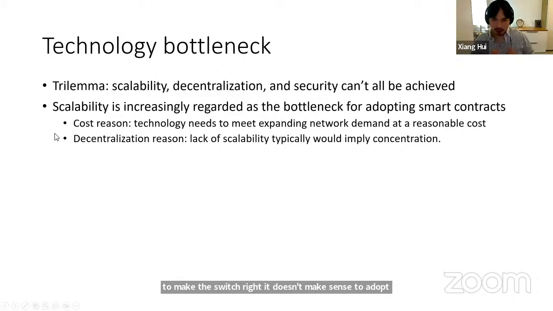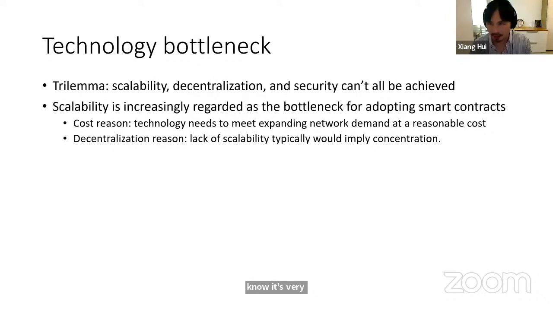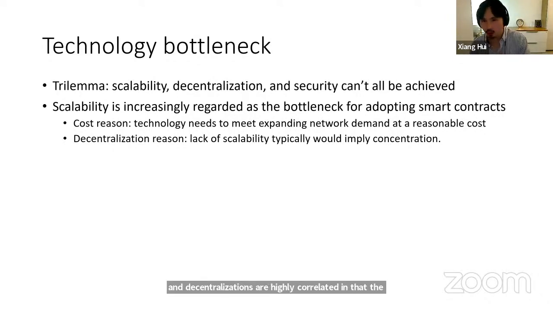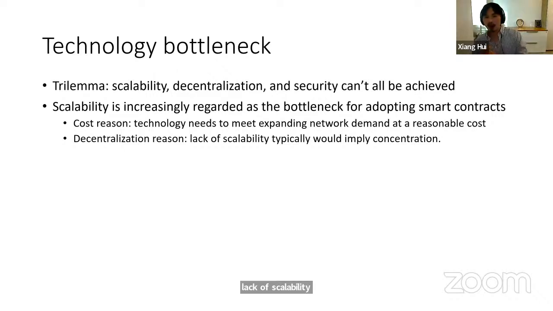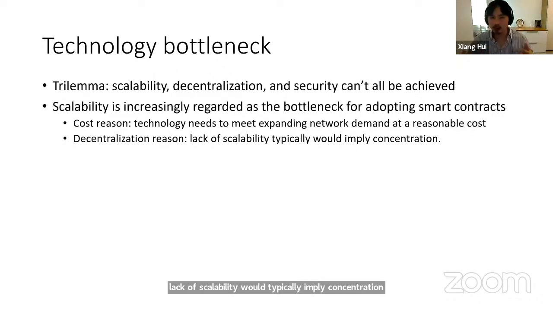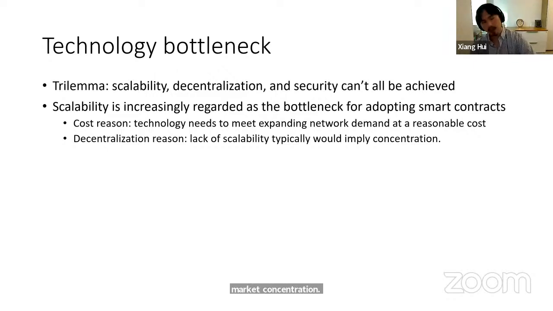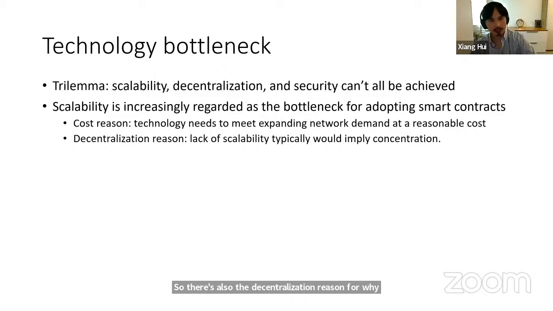The second reason, which is perhaps less talked about, is that empirically it's very likely that scalability and decentralization are highly correlated, in that a lack of scalability would typically imply concentration. The logic is that if it's very costly to use a system, then only a few people, say a few sellers, will be able to afford it, and that entry barrier is going to create market concentration. So there's also the decentralization reason for why scalability is a major bottleneck.